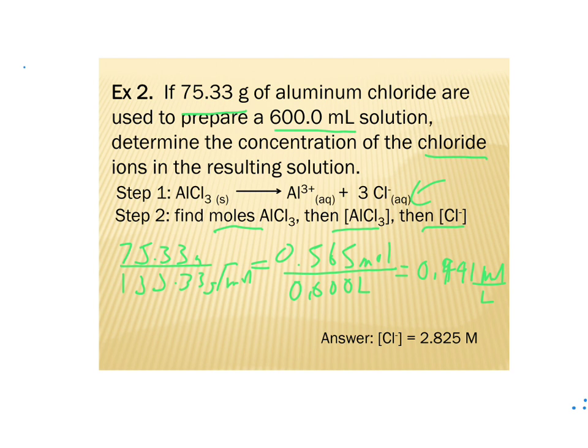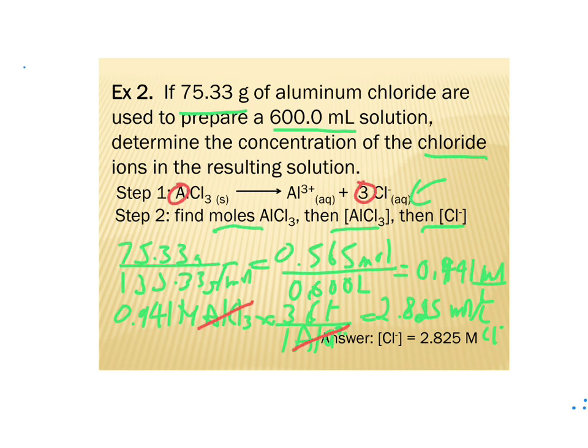Now we need to take our molar ratio, which we found to be 1 to 3, and do some more math. So 0.941 moles per liter of aluminum chloride multiplied by 3 moles of chloride for every 1 mole of aluminum chloride. And that gives us a final answer of 2.825 moles per liter of chloride ion. And just to be sure, we see that the units for aluminum chloride get canceled out.